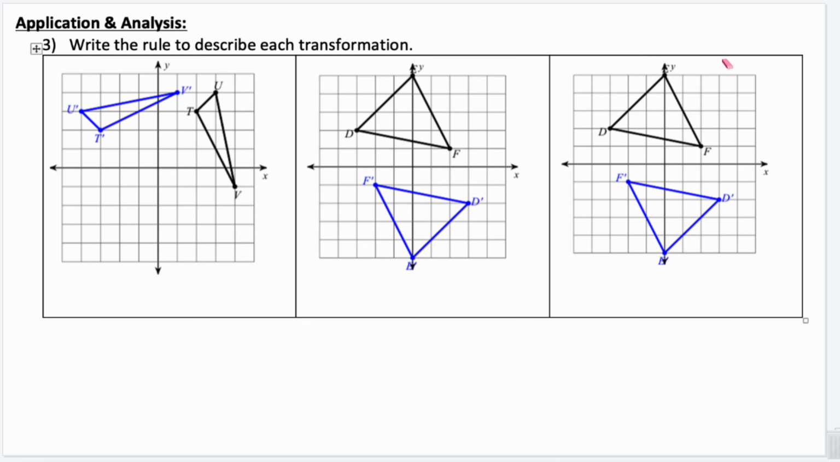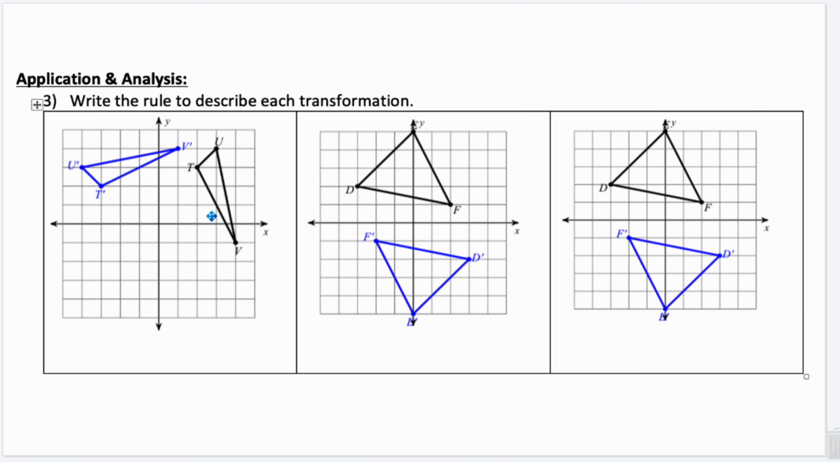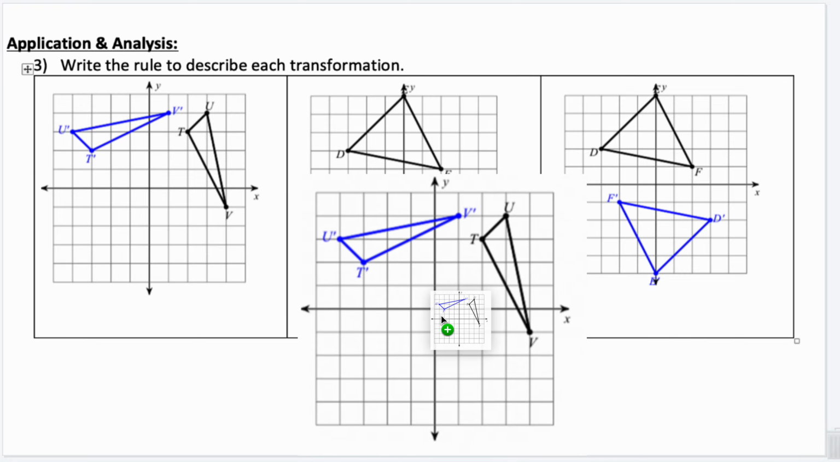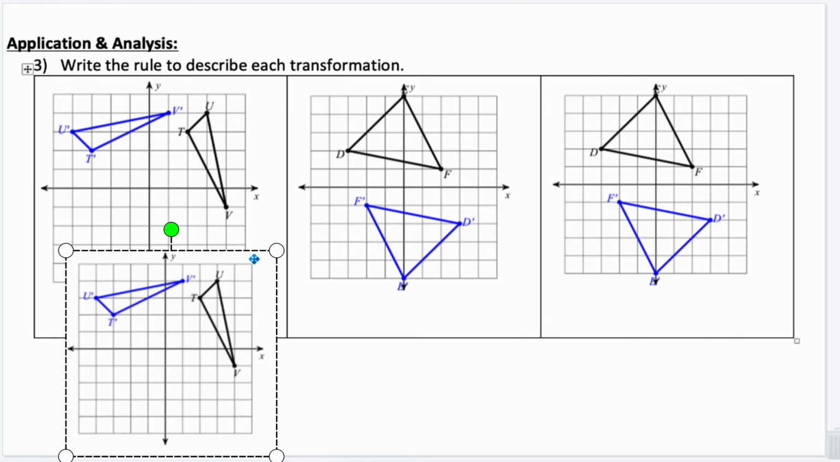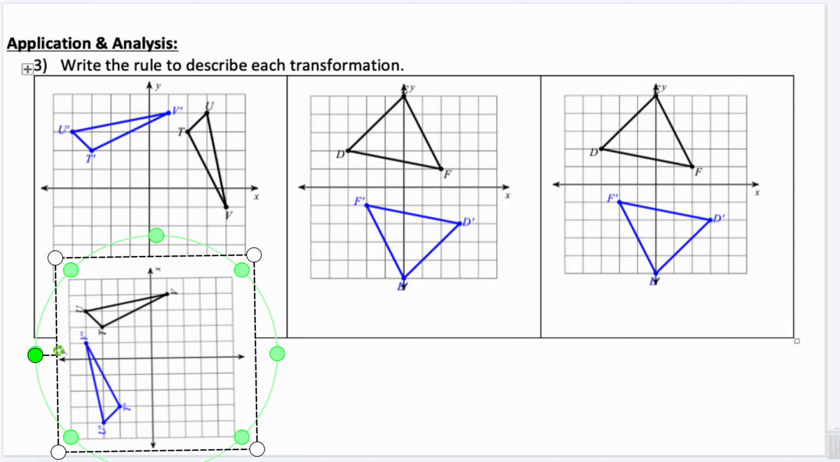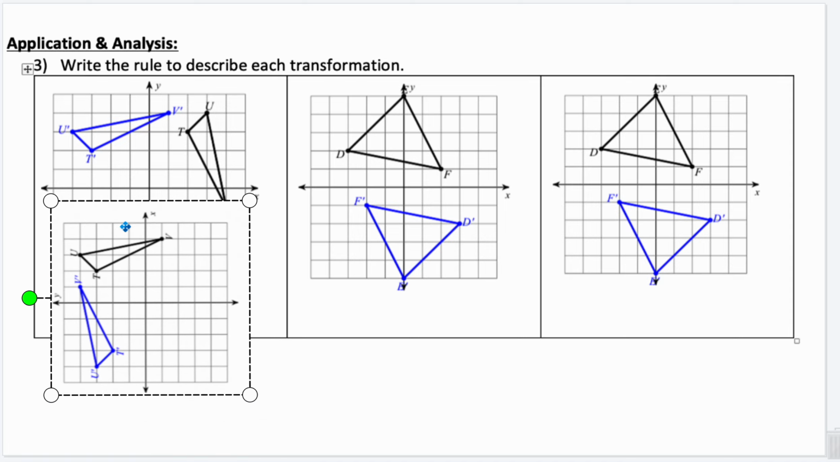For 3, write the rule to describe each transformation. So how did you move? So what I would do on these is I would map, okay, so how did I go from V to up here? Well, it looks like I'm turning it. Hold on, pause that. Screenshot. So if I'm looking in relation to the black triangle to the blue triangle, so if I rotate, boom, 90 degrees. Well, that looks like the blue triangle that I have there.